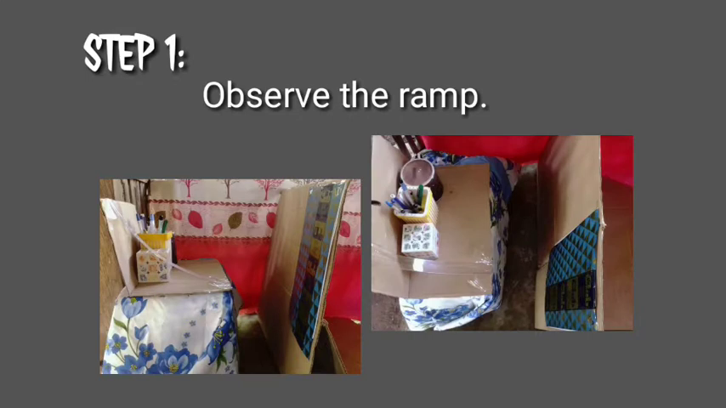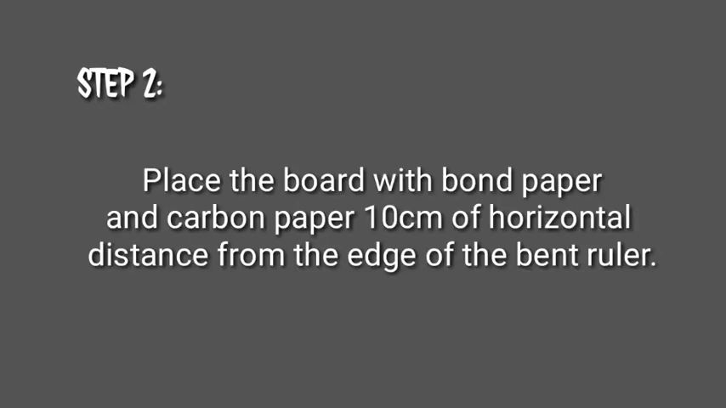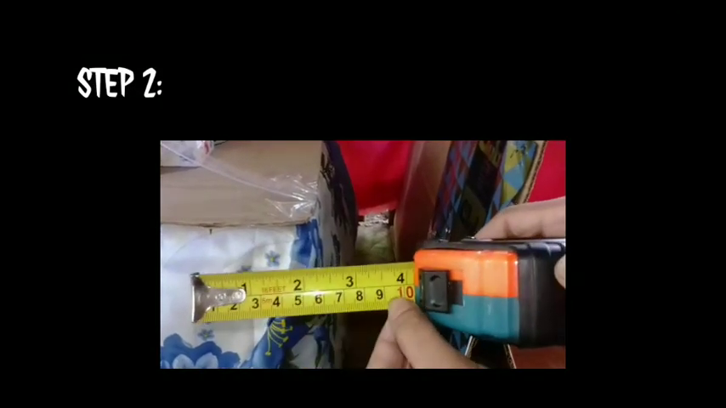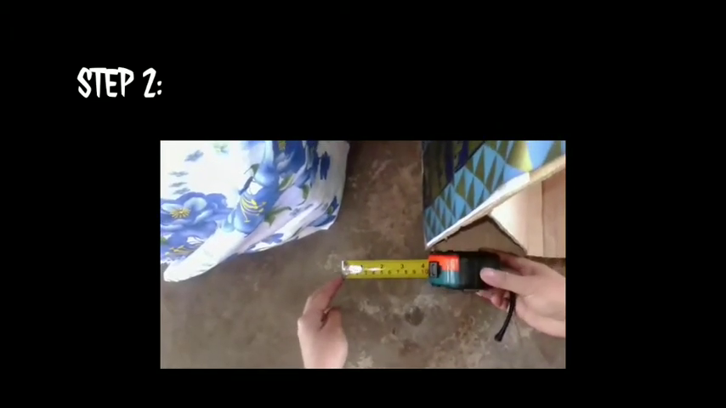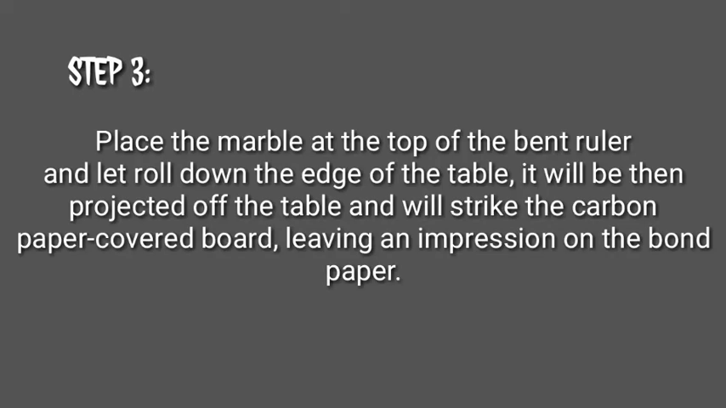This presents our ramp. Let us place our board with bond paper and carbon paper at 10 cm of horizontal distance from the edge of the bent ruler. Place the marble at the top of the bent ruler and let it roll down the edge of the table. It will then be projected off the table and will strike the carbon paper covered board, leaving an impression in the bond paper.